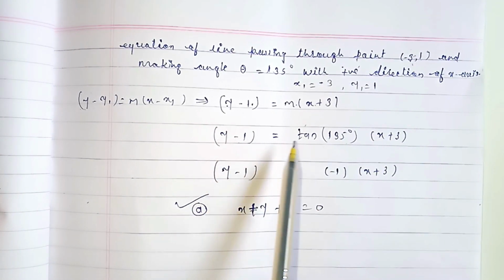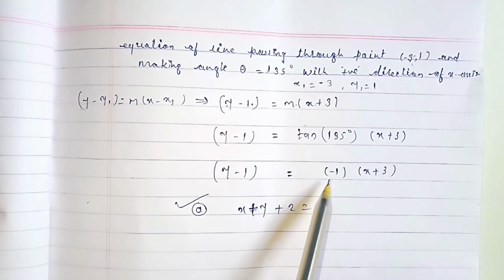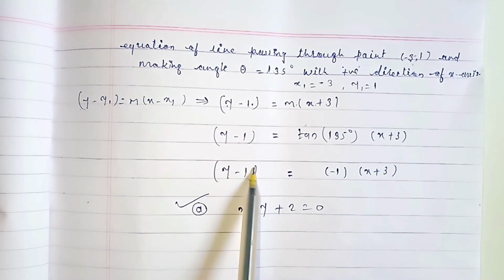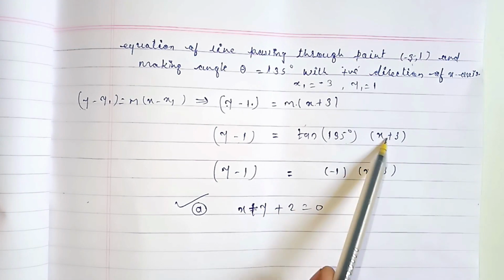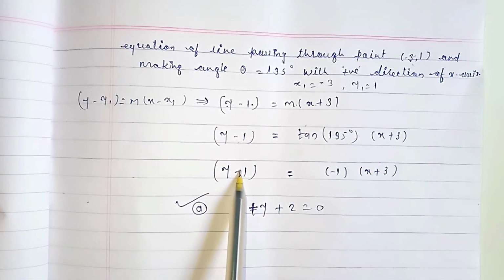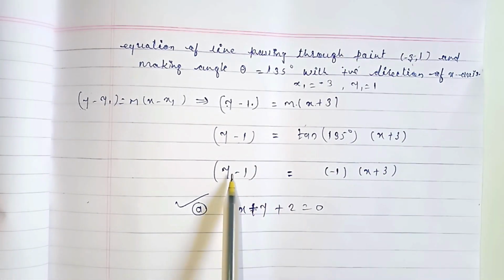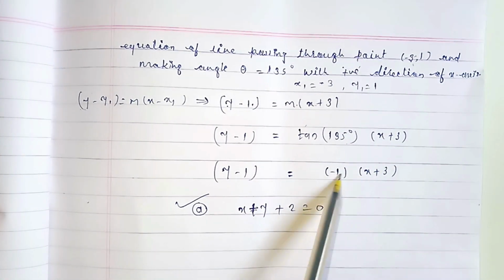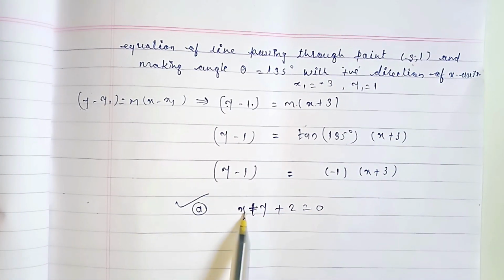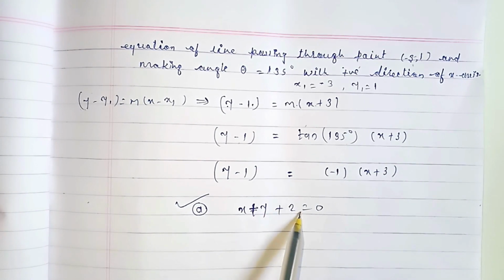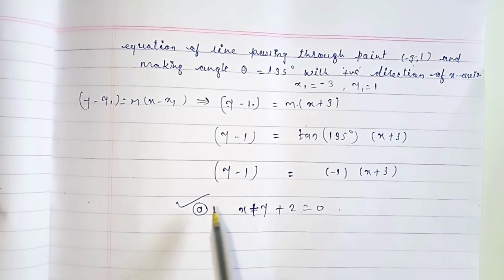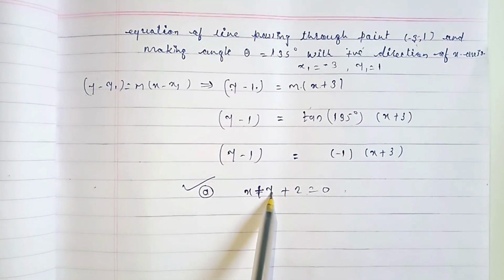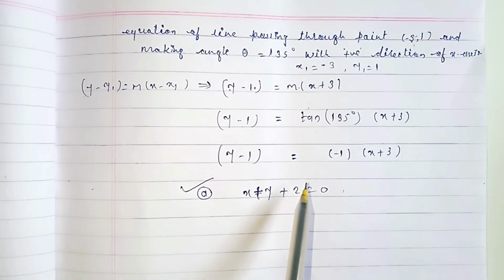Now tan 135 is negative 1. So y minus 1 is equal to negative 1 into x plus 3. Take the terms to one side and then just calculate: y minus 1 plus x plus 3. You will get x plus y plus 2 equals 0. So this is the required option A, x plus y plus 2 equals 0.